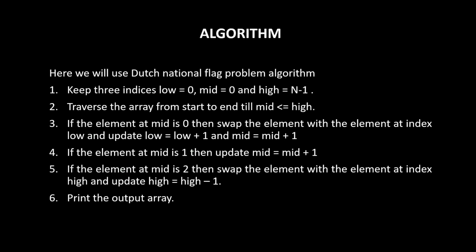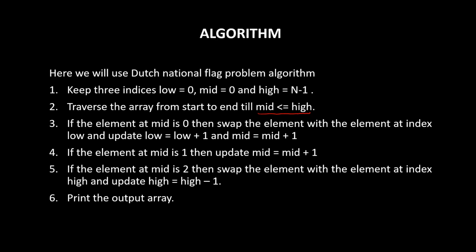For this problem, we will use the famous Dutch national flag problem algorithm. We will keep three indices: low equal to 0, mid equal to 0 and high equal to n minus 1, where n is the size of the array. We will traverse the array from the start to the end till the condition mid less than or equal to high holds true. When this condition becomes false, we will come out of the loop.